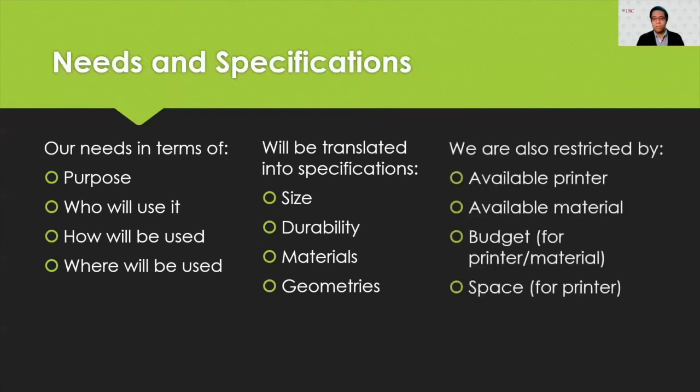Finally, we also need to consider what our limitations could be. For example, the printer that we have access to, or the material that we have or absolutely need to use. What is our budget? Or if we are planning to buy a 3D printer, what is our available space and how do we plan to use it in the long run. Some of these requirements will restrict others. For example, the maximum size of our printed object depends on the size of the printer. And some materials require specific printers or specific heads.